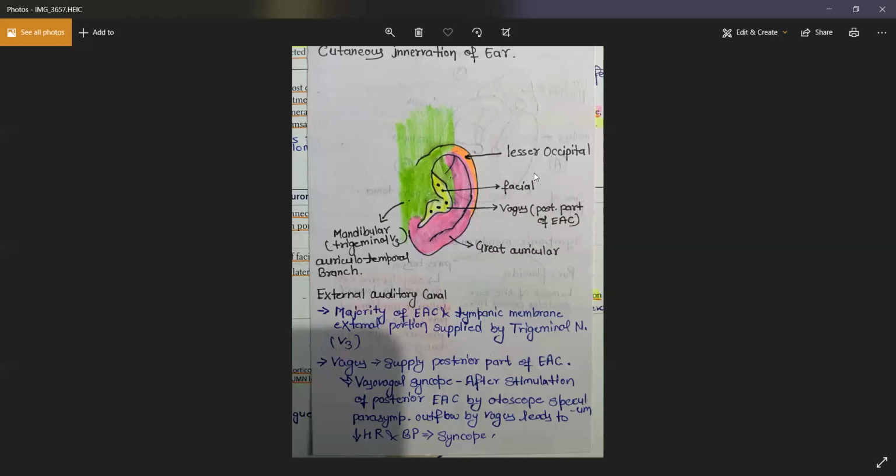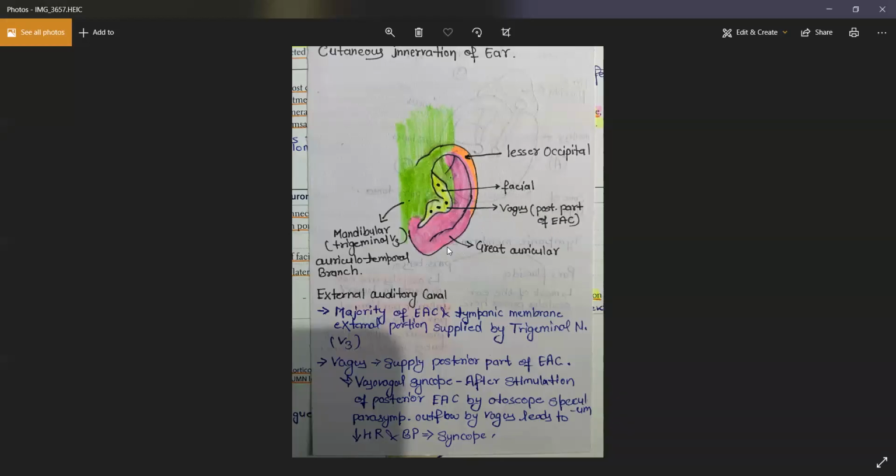So sometimes on the examination of the ear, in some patients, if you touch the posterior part of the ear canal, the patient will have vasovagal syncope also. So it could be a patient with a history of ear pain, and on examination, when the physician touches the posterior surface of the ear canal, the patient suddenly has syncope, and they will ask you why the syncope happens. It is because of the vagus nerve. Because it's the posterior part of your external ear canal, you will have a vasovagal syncope after the stimulation by the otoscope or by the speculum. You will have a loss of heart rate and blood pressure, and that causes the syncope. So please note, because it is supplied by the vagus nerve here.